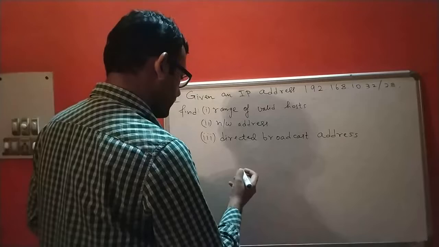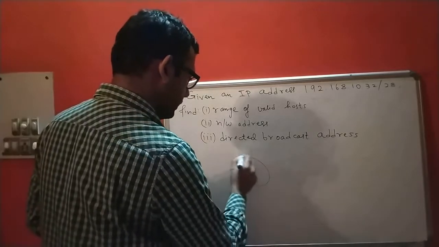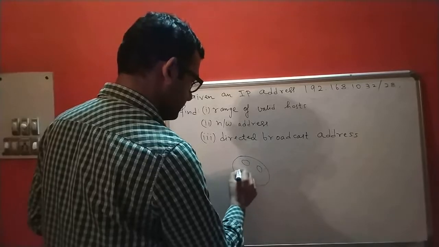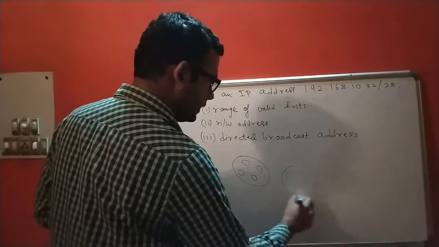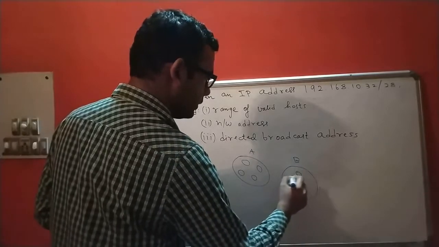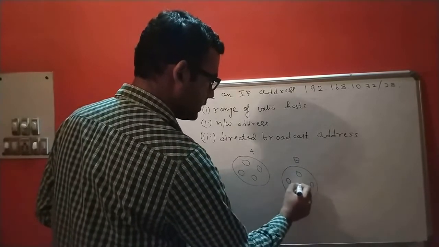See, broadcasting is of 2 types. Let's say I have a network here, and this network has a number of hosts, right? And I have another network here. So this is my network A and this is my network B. Even network B has a few hosts.